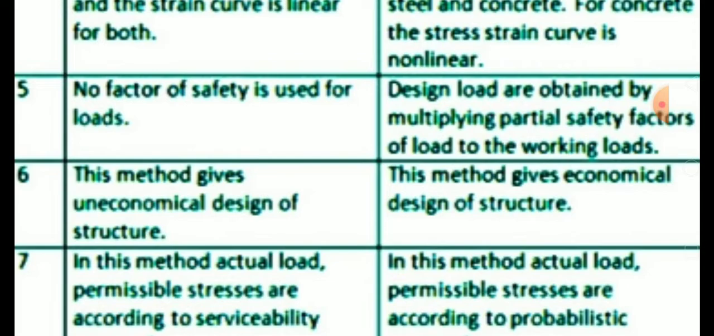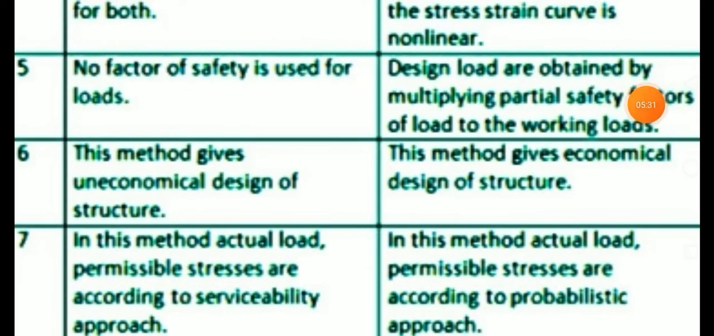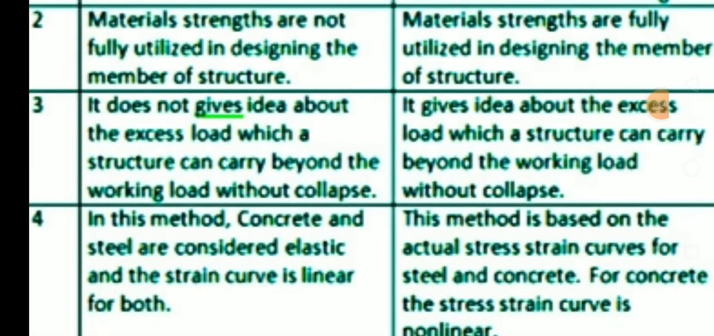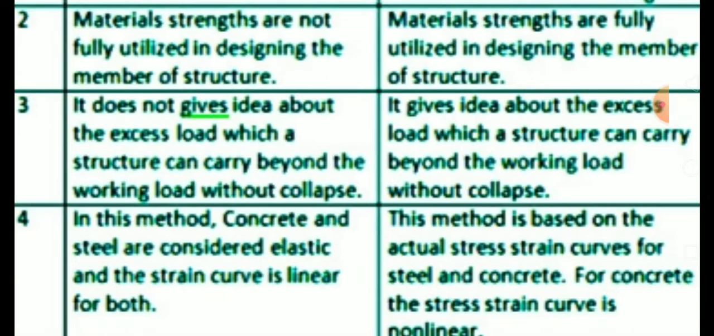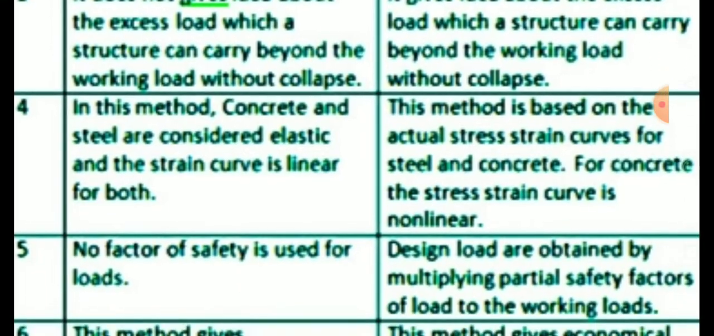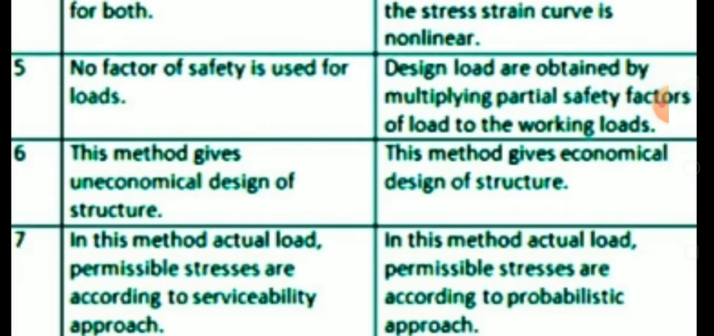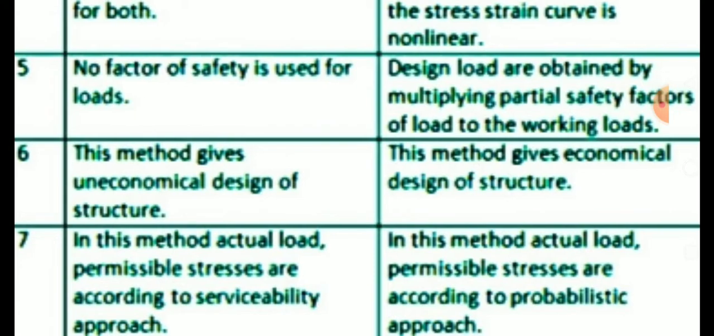In point number 6, you can see here, the working stress method gives an uneconomical design of a structure. Why uneconomical? We already saw in point number 2 that material strengths are not fully utilized, so there may be a waste of steel member. So this is an uneconomical type of structure. But in the limit state method, it gives an economical design of a steel structure. So this is also one of the most important differences between WSM and LSM.